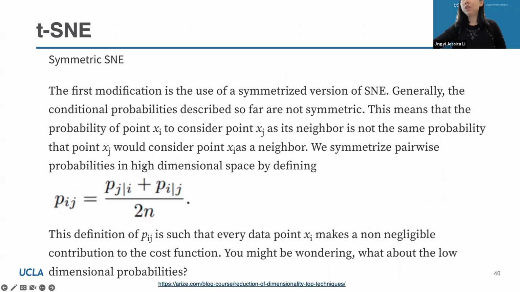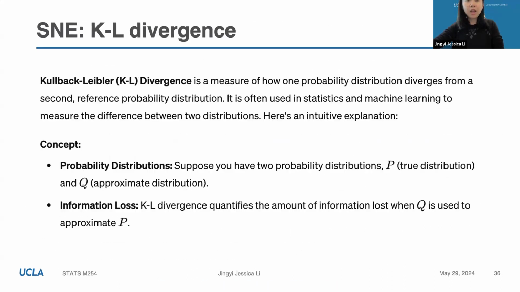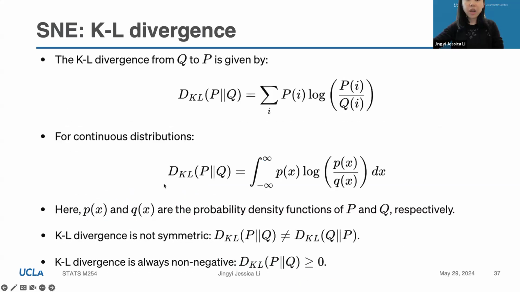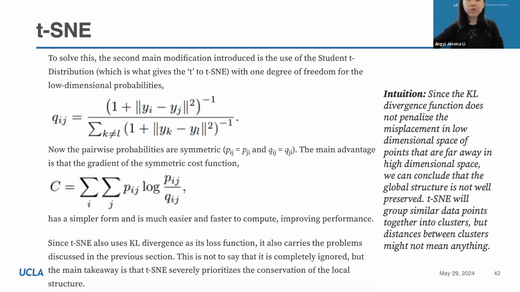By taking the average, it's been changed into Pij, symmetric about i and j. And for the low dimensional probability, in SNE, it uses low dimensional Gaussian density to define the probability. But in t-SNE, the density in the low dimensional space between yi and yj is changed to t distribution. That's where the name came from.